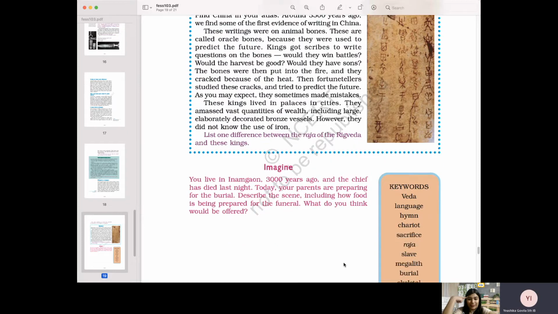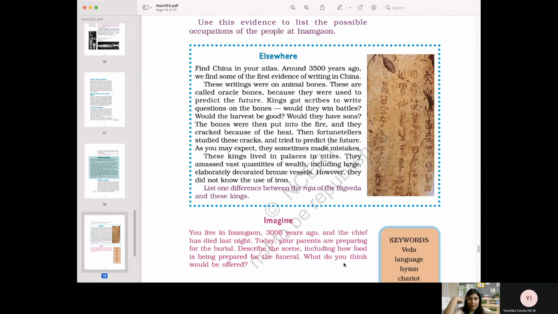So list one difference between Raja of the Rig Veda and these kings. I think we have not done Rig Veda, right? But then we've done a little bit of Rig Veda, Yajur Veda, right? So yes, if you remember, then well and good. So you can tell any one difference between Raja and these kings.